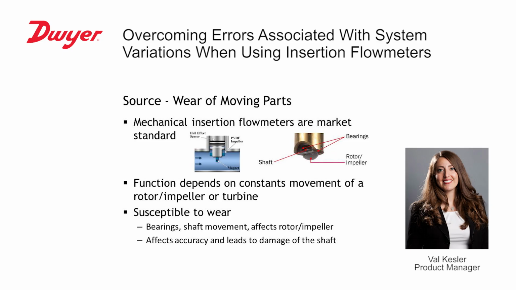What tends to happen is the bearings themselves, which hold the shaft in place, can create a gap between them, which then will cause actual movement in the shaft itself. That shaft in turn will cause the rotor, the impeller, or the turbine to move, and that will not only affect your accuracy, but long-term can lead to the rotor or the impeller itself breaking or falling off altogether.